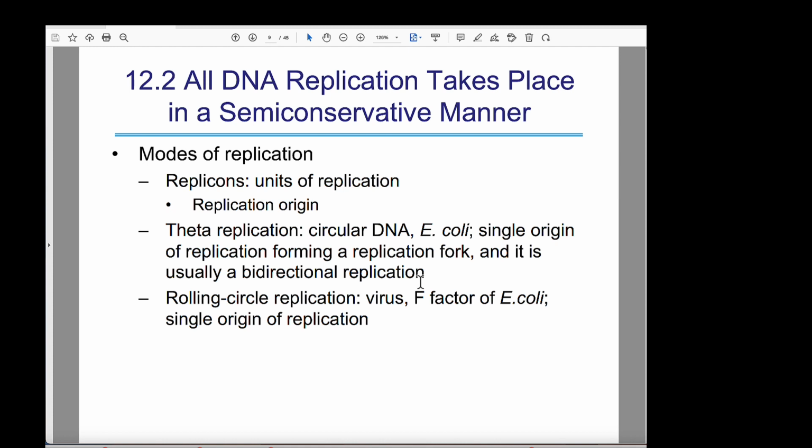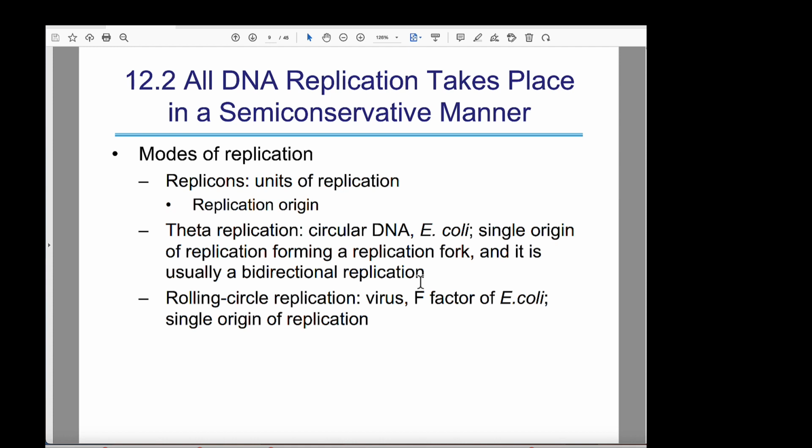The reason why it is called theta replication is because when you have the structure that is undergoing replication and it gets to what we call an intermediate stage or structure, it looks like the Greek letter theta. That is how the term theta replication was derived.